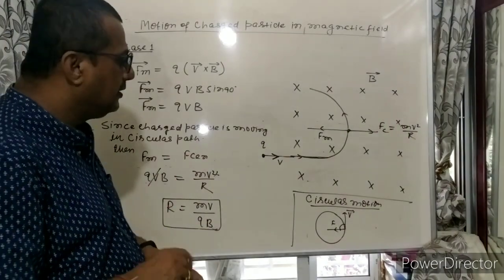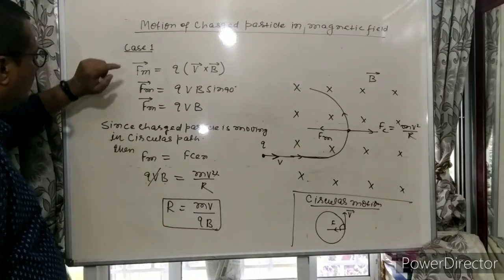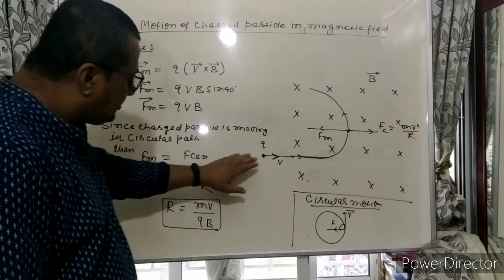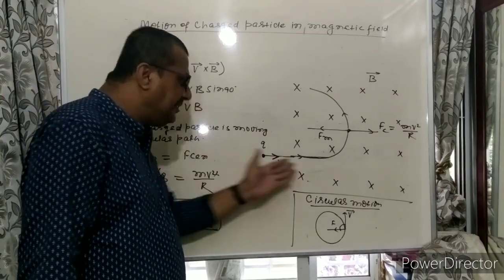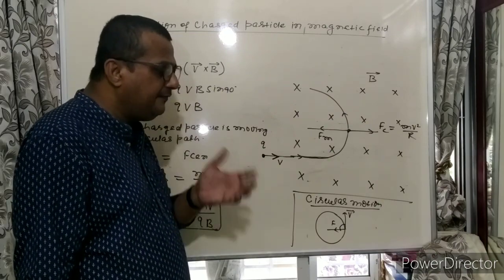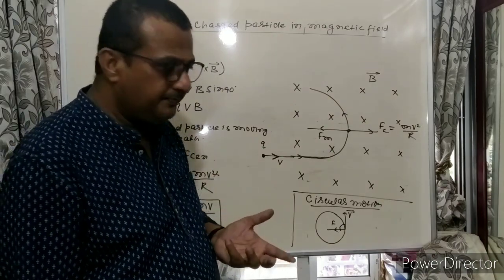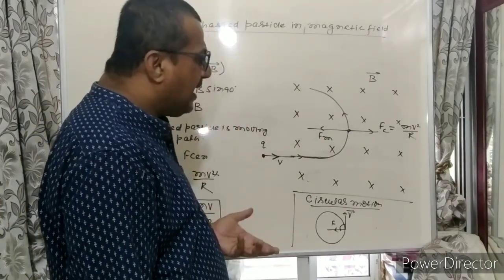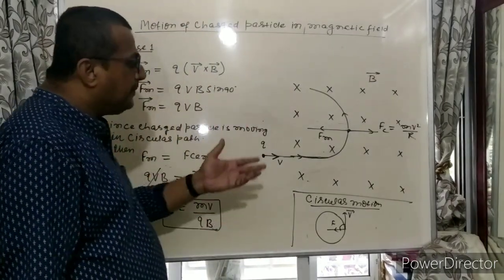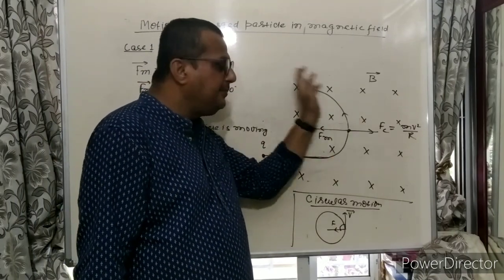Once more, because this is the big concept of this chapter. If a charged particle enters a uniform magnetic field, then the charged particle will experience a force called the magnetic Lorentz force. This magnetic Lorentz force is perpendicular to velocity, so its path will be circular.